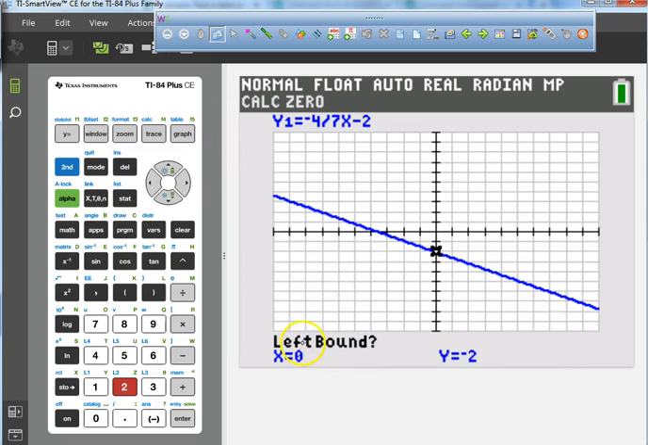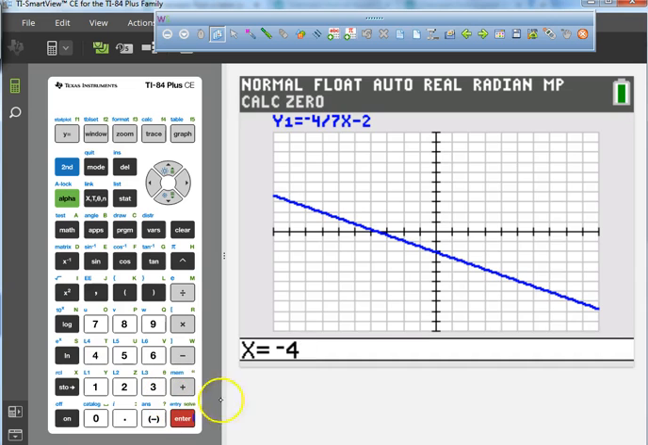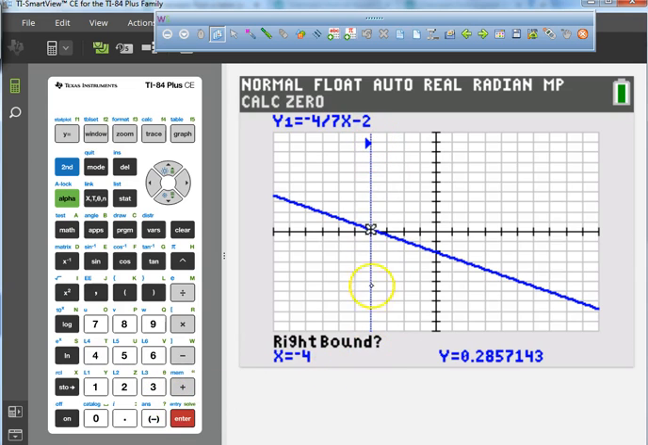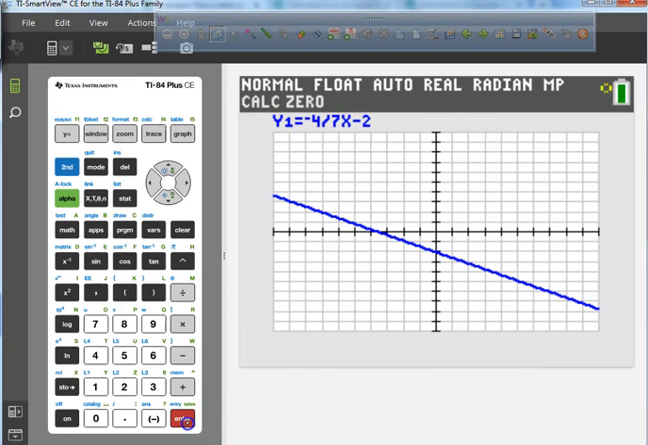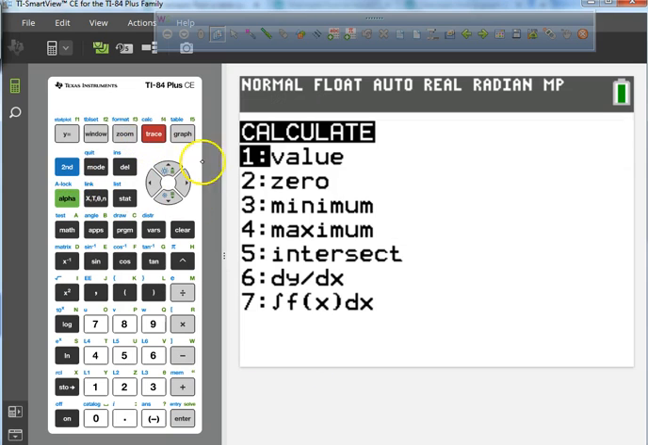So watch this. What does this ask us for? Left boundary, negative 4. What does it do? It draws in a boundary. What's your right boundary? Negative 3. When it calculates it, what's it equal to? Negative 3.5. So what's another way you could calculate your 0? Hit second trace and calculate your 0.